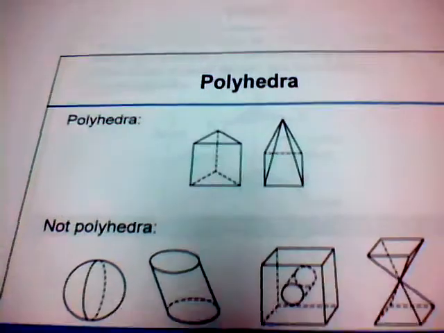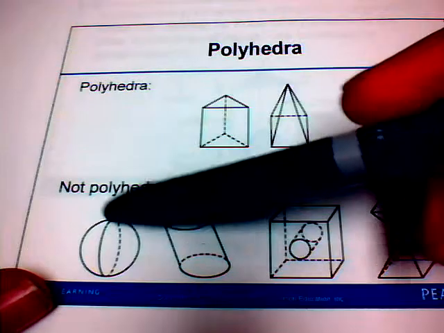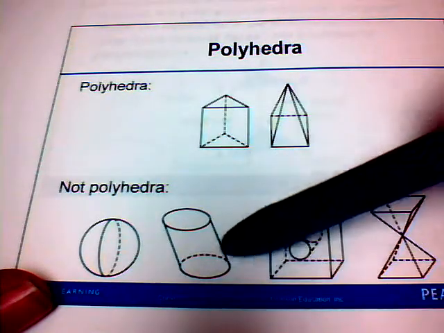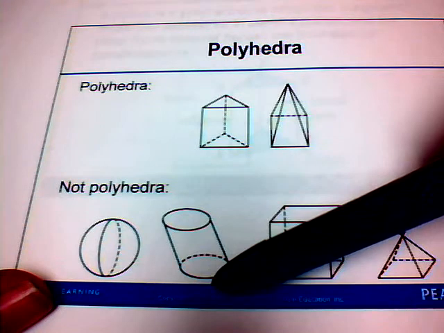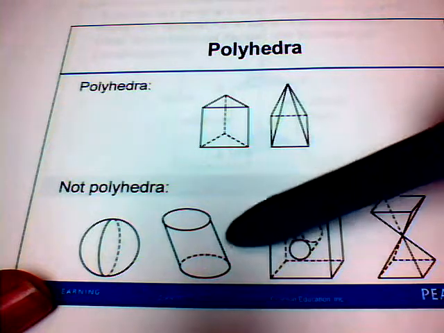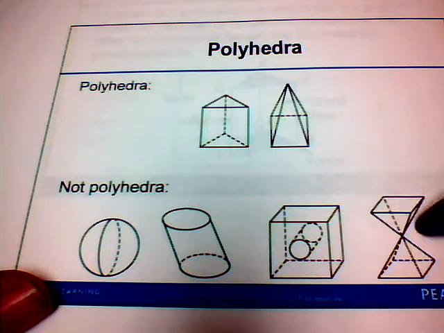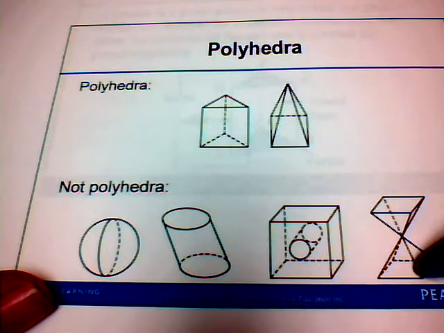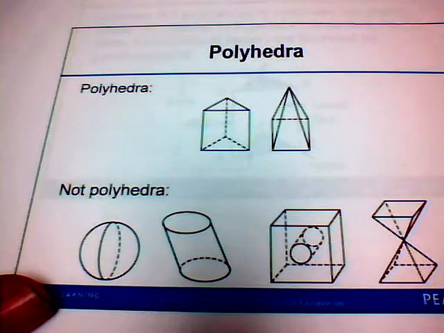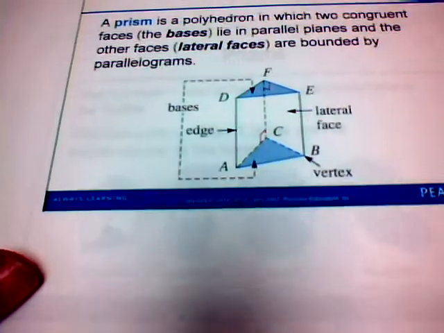And what are not polyhedra are these. Of course, there are no edges here in a sphere, and the same holds true with this one right here, because it doesn't have polygonal faces. This one, of course, has a hole in it, and this one has two interiors, one on top and one on the bottom, because those do not qualify as simple closed surfaces.